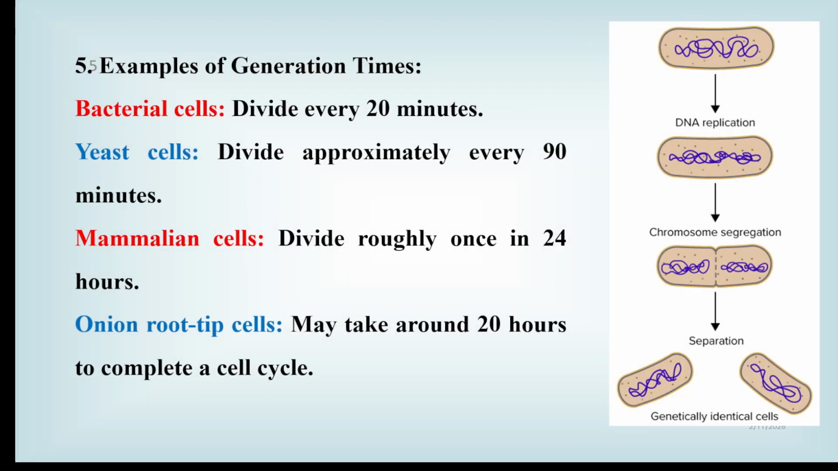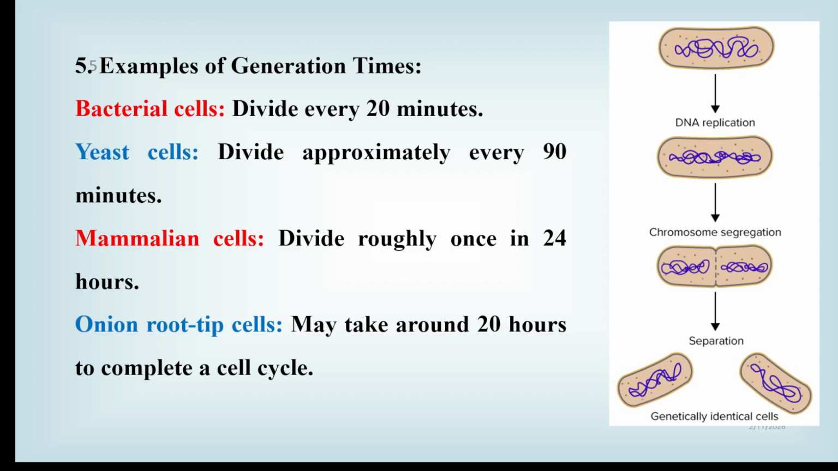Then, examples of generation time. First of all, bacterial cells: every bacterial cell divides after every 20 minutes, so their cell cycle time is only 20 minutes. In the case of yeast, the cell divides approximately every 90 minutes. But a mammalian cell divides roughly once in 24 hours. In plants such as the onion, the root tip cells may take around 20 hours to complete one cell cycle.